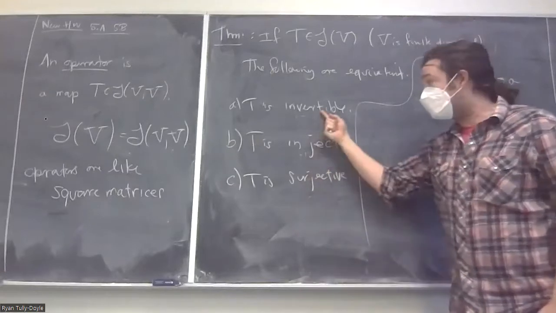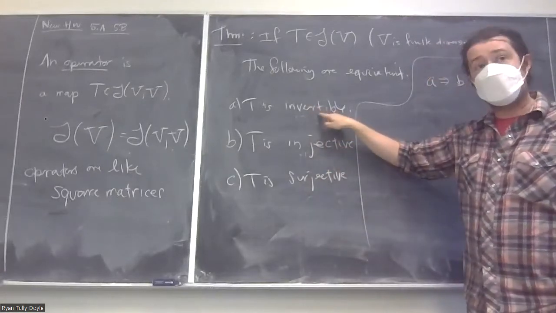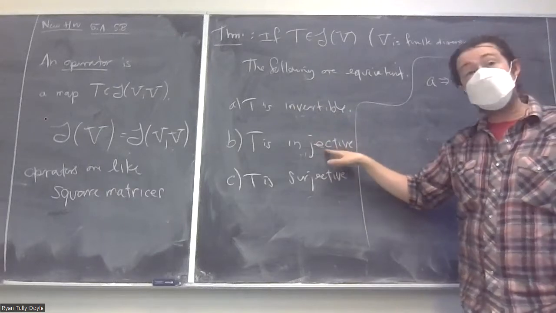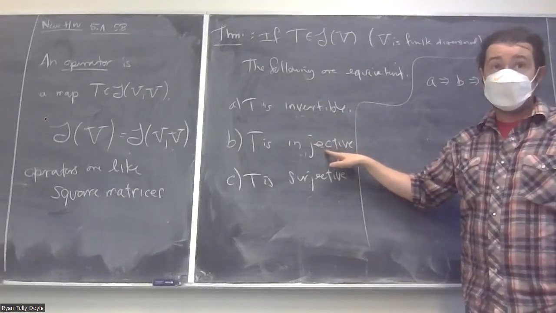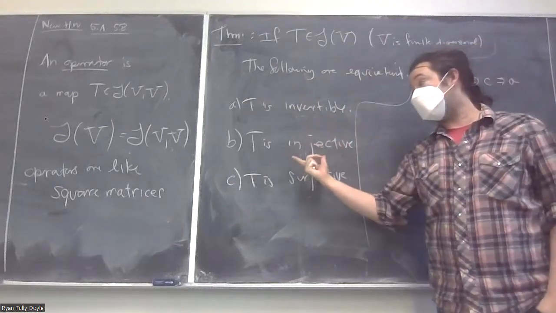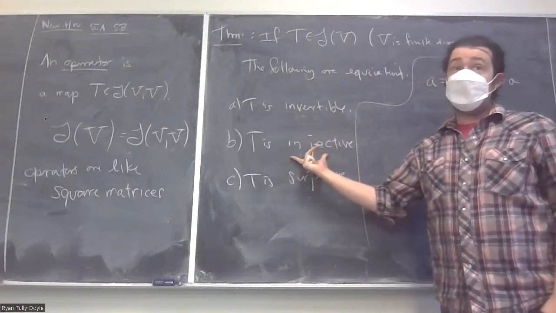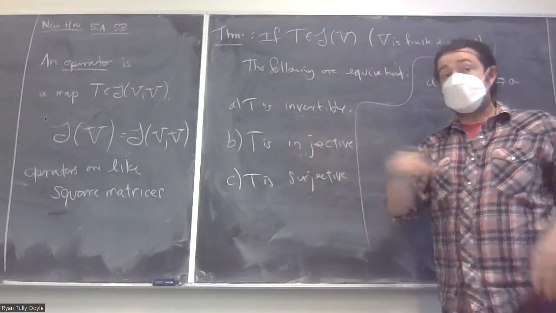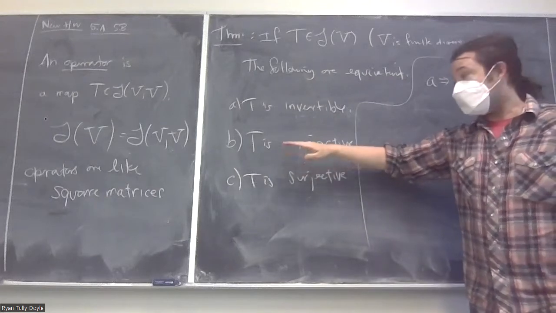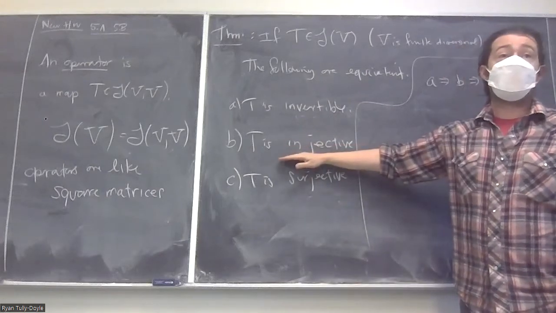The point here is that we already know this, by definition, is this and this. What I'm trying to show is that just one of these is enough to get invertible. Before, we had a theorem that said invertible was injective and surjective, but now we're trying to cut it down. That's the general linear map case. Now we're saying that talking about injective is enough to recover invertibility.